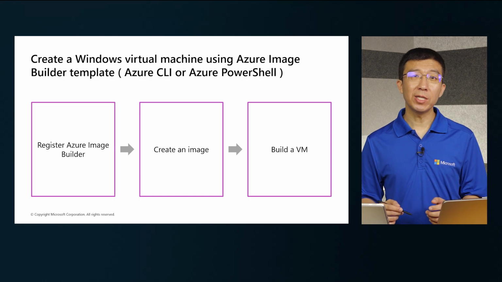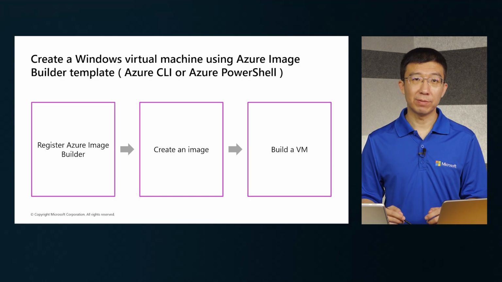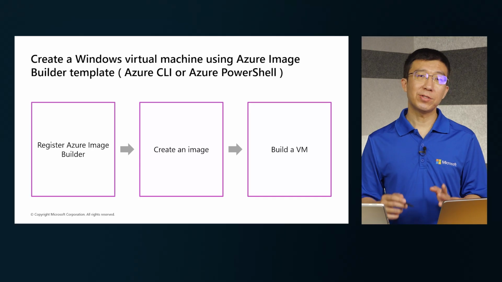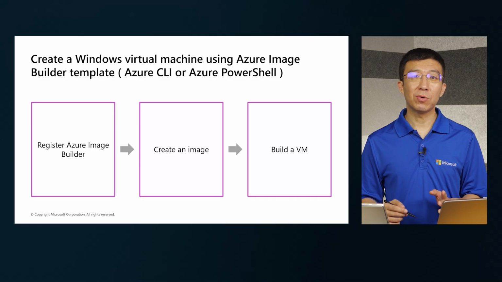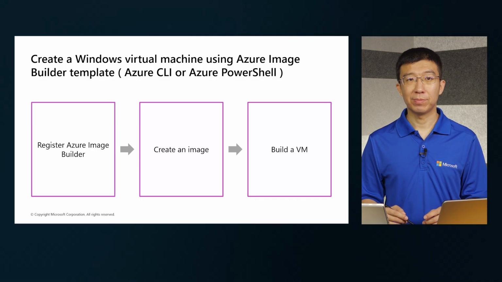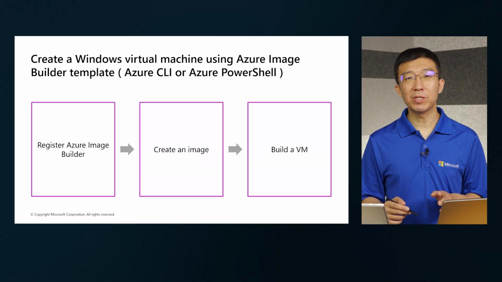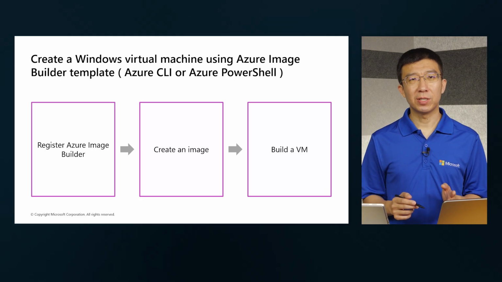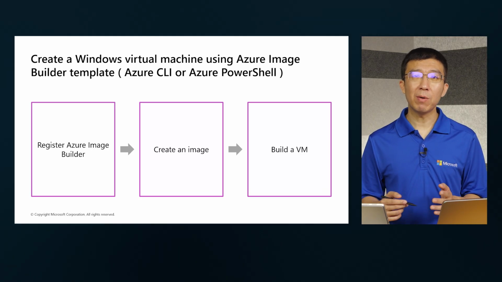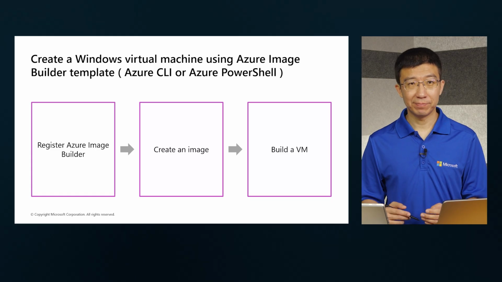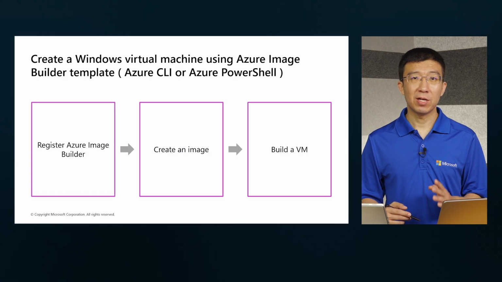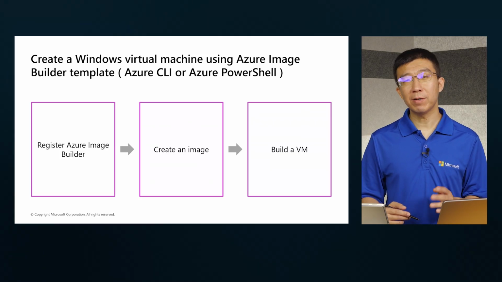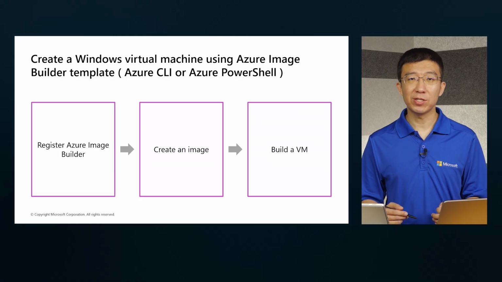To create a Windows VM using Azure Image Builder, first, register Azure Image Builder in your subscription. Next, create an image template that defines your customizations. Next, build the VM using PowerShell or Azure CLI. This process automates image creation and ensures your VMs are built to your specifications every time.